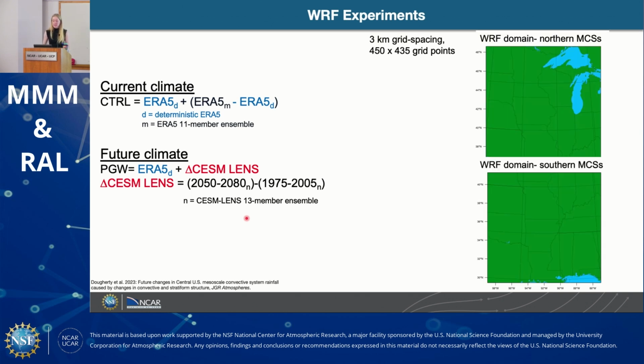These are the WRF domains I used. I had a northern and southern domain. The reason why I split into 2 is just to increase the computational efficiency, since I am running ensemble members at convection-permitting scales. So I used 3-kilometer grid spacing, which does pretty well in capturing some of those mesoscale features.